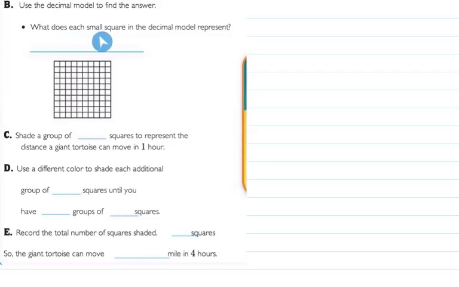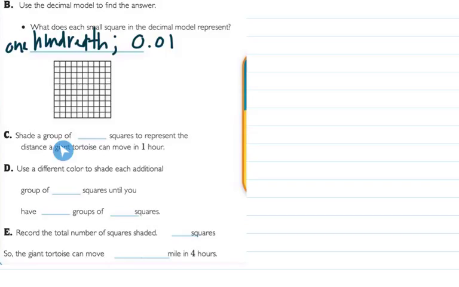It says, what does each small square in the decimal model represent? And remember, we talked about this. There are 100 of these little squares in here. If we're talking about one of them, we know that represents 1/100th. So I want to write down 1/100th in word form, and then I'm also going to write down 1/100th in decimal form.